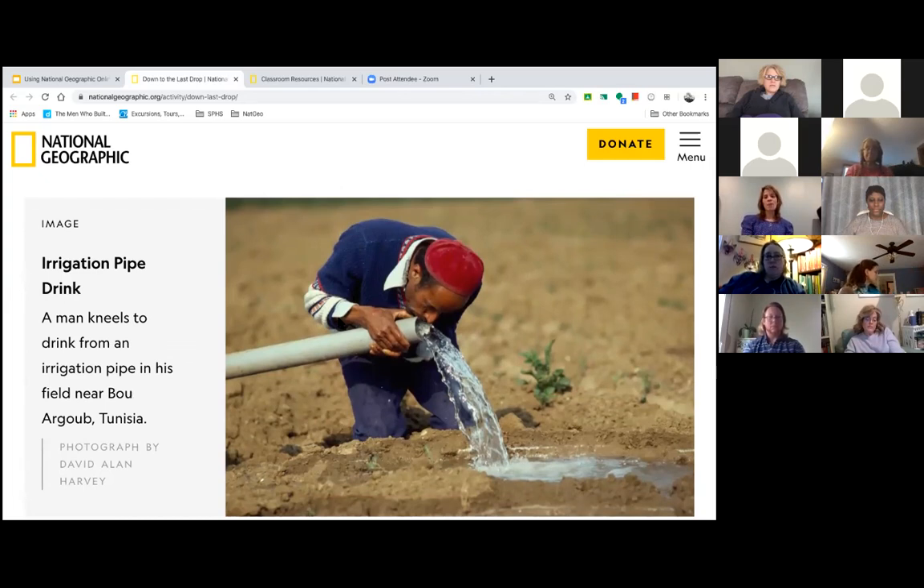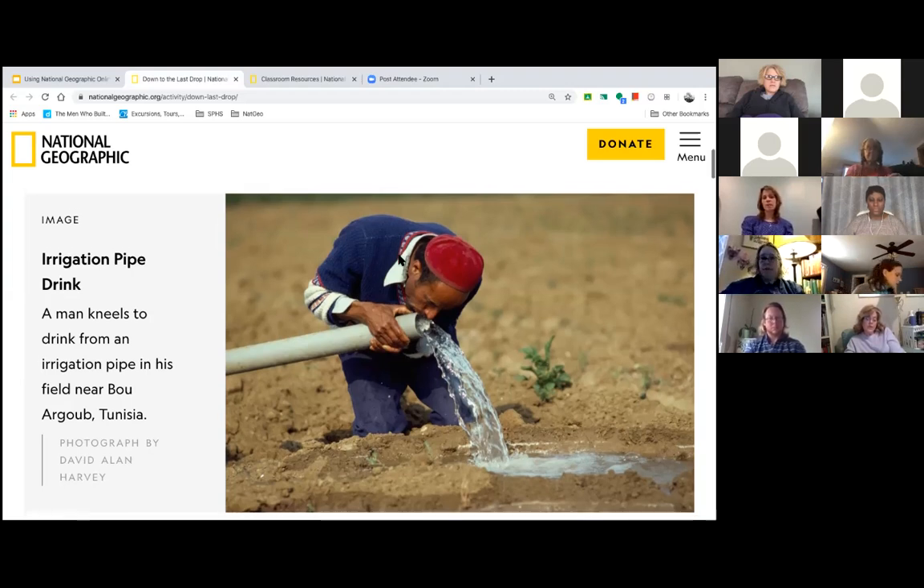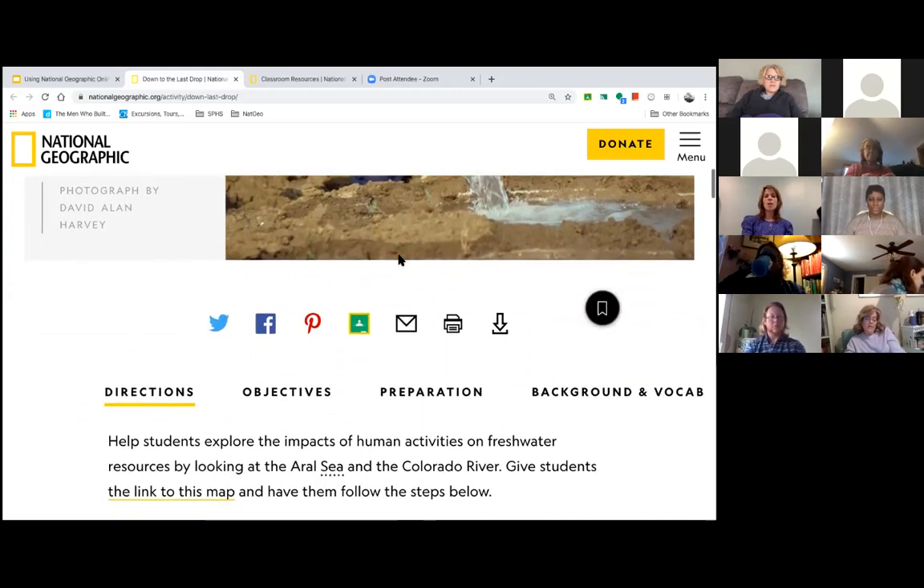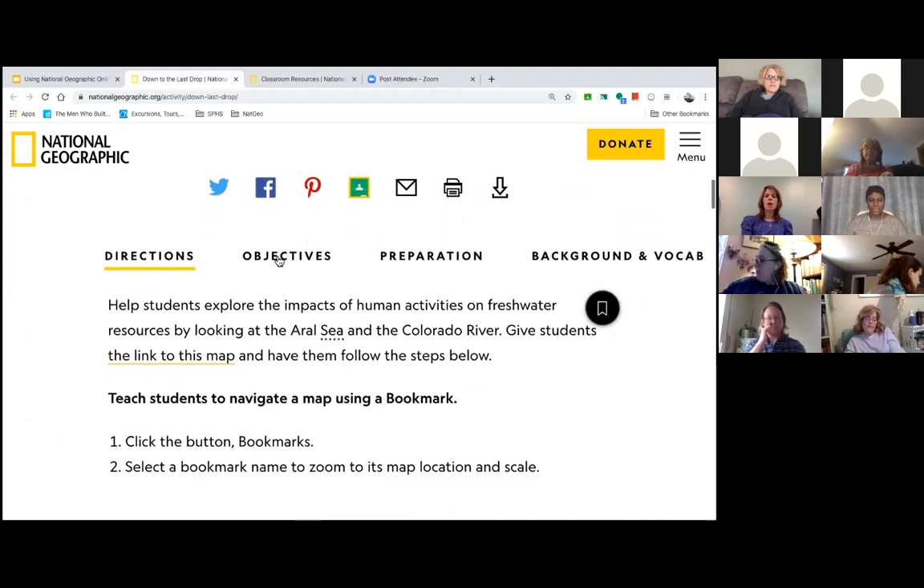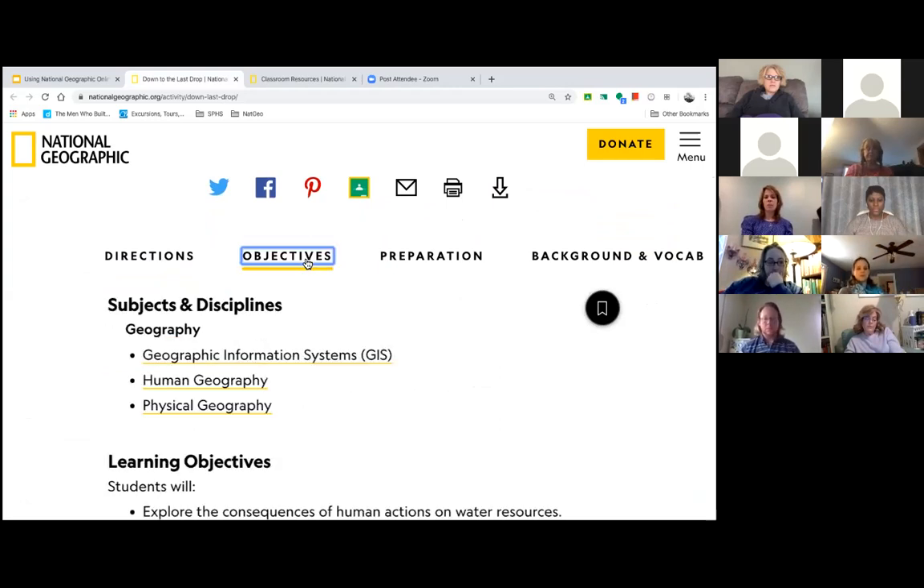So one of our pieces that we examine is water scarcity. And so we've talked globally about what it looks like. We talked locally what it looks like. And we also talk about things like farming. And so, for example, this activity, of course, starts off with a picture, but then you come down here and it's got all kinds of great stuff about how to teach it, the objectives that are behind it.